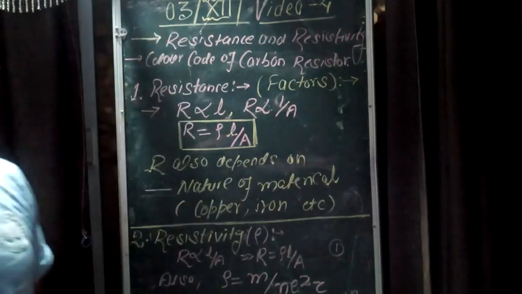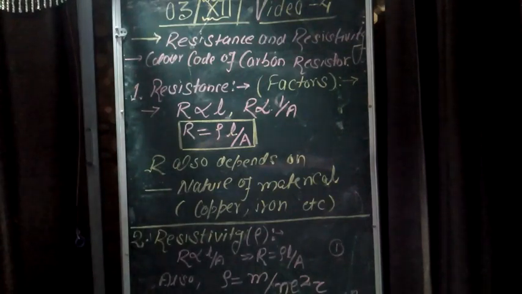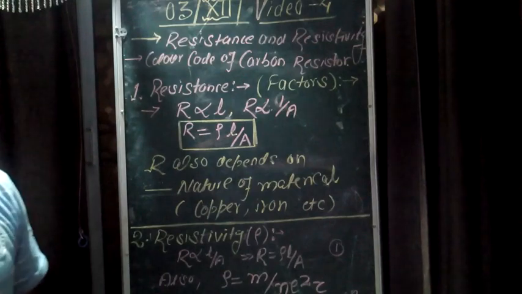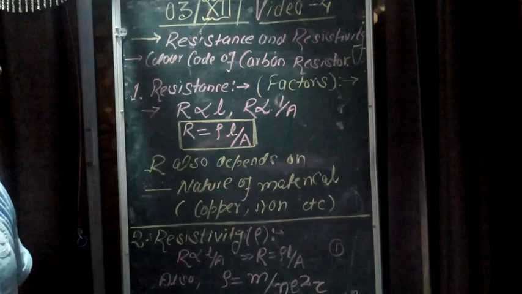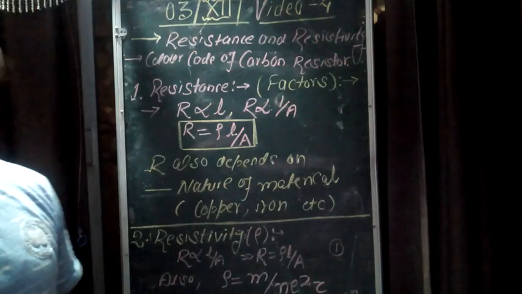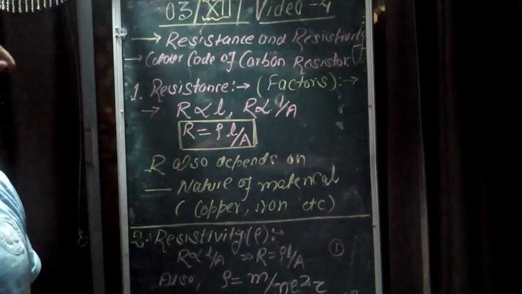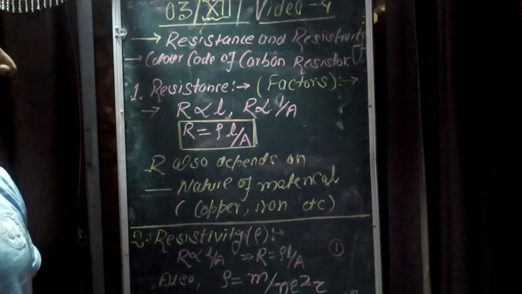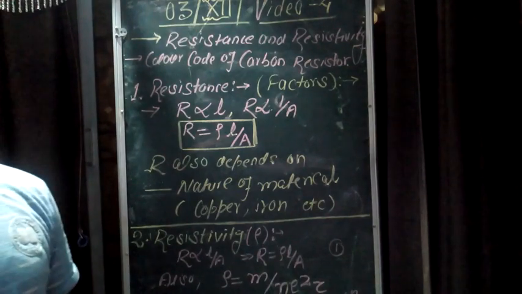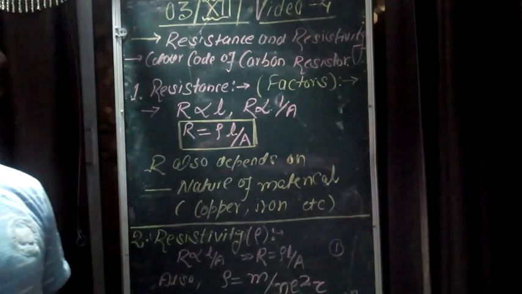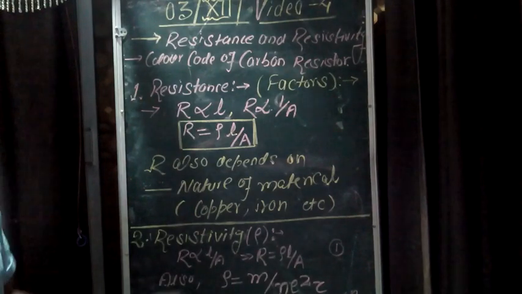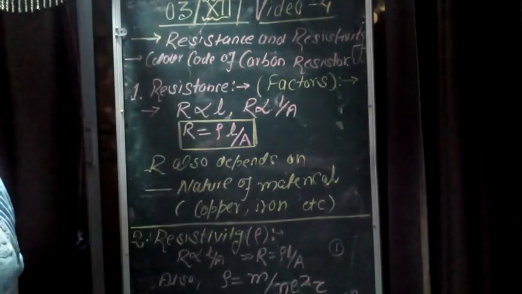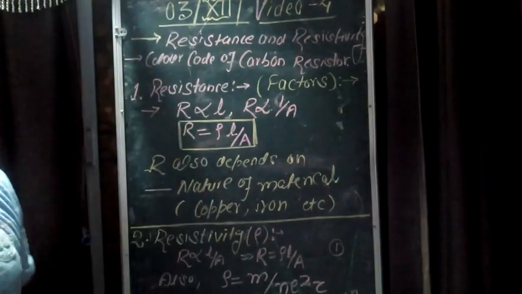Second one is what is the color code method to determine the resistance of a carbon resistor. And we will take 2 or 3 examples in which we can see how we can find the value of resistance by using this method. This is video number 4, chapter number 3 of class 12th.